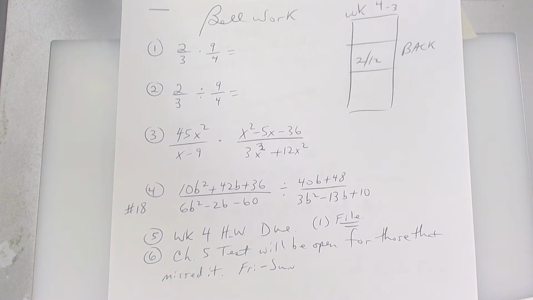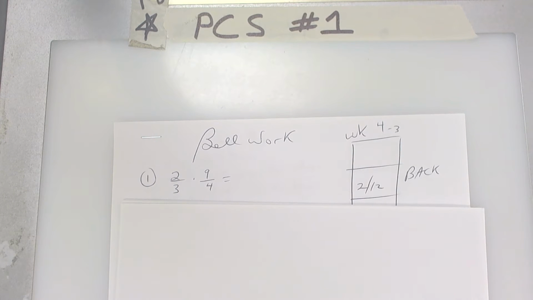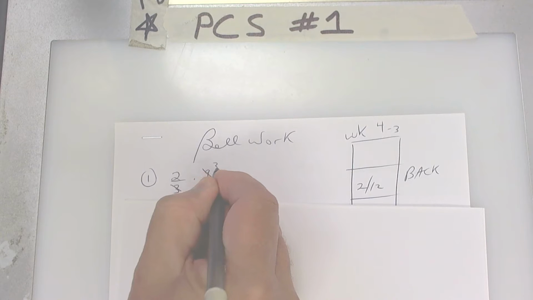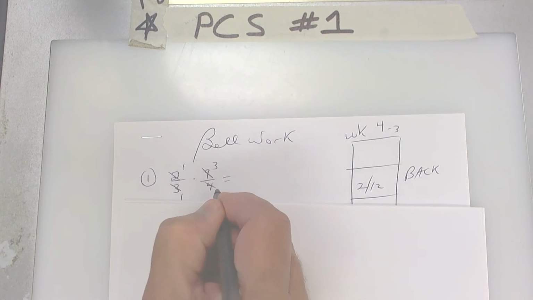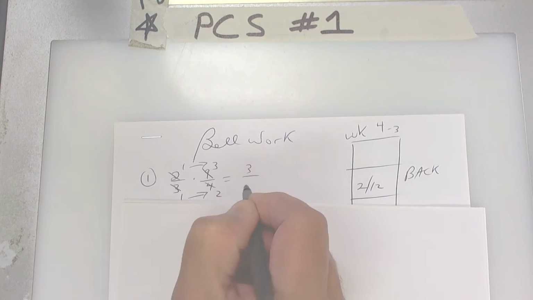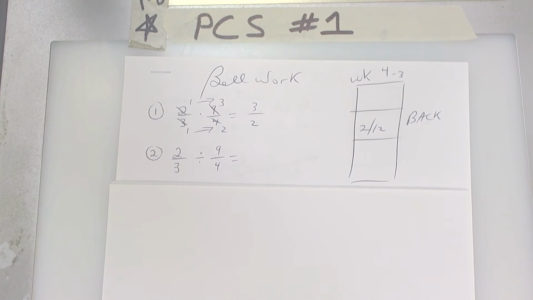All right, let's take a look here. Here we're multiplying. Remember, when you multiply, you can reduce. So 3 goes into 3 once, 3 goes into 9, 3, 2 goes into 2 once, 2 goes into 4, 2. 1 times 3 is 3, and 1 times 2 is 2. That's it.